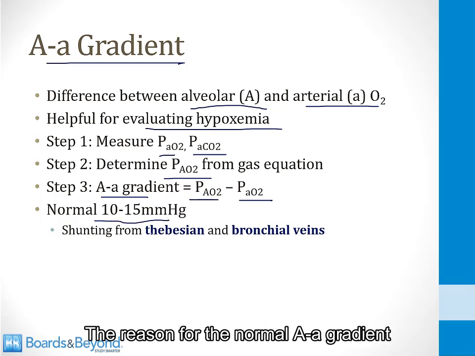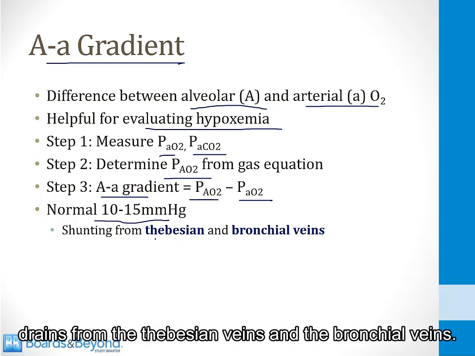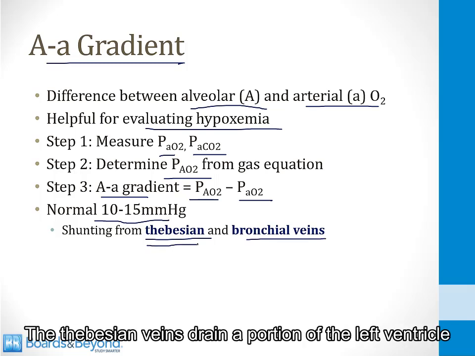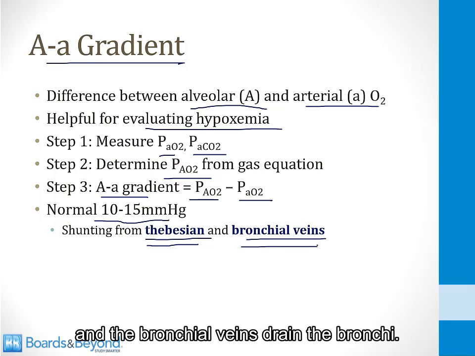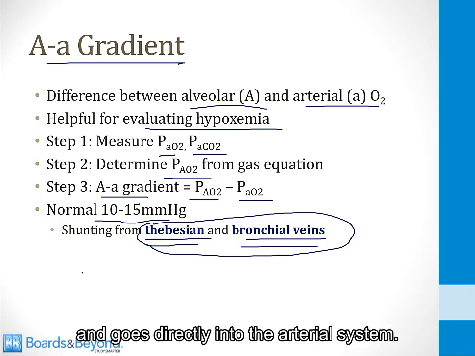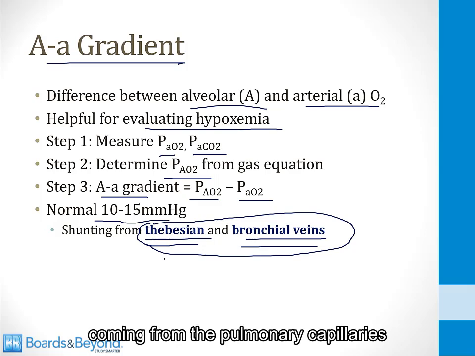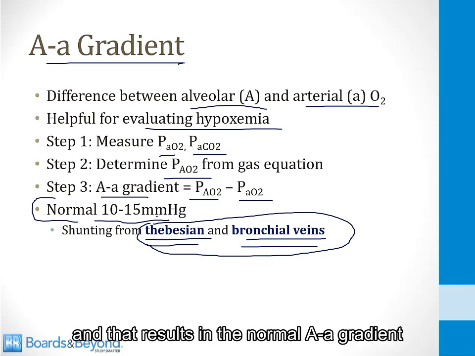The reason for the normal AA gradient is because some blood in our body that goes to the arterial system drains from the Thebesian veins and the bronchial veins. The Thebesian veins drain a portion of the left ventricle, and the bronchial veins drain the bronchi. Blood in these systems does not pass by alveoli and goes directly into the arterial system. Therefore, it dilutes blood coming from the pulmonary capillaries, and that results in the normal AA gradient of about 10 to 15.